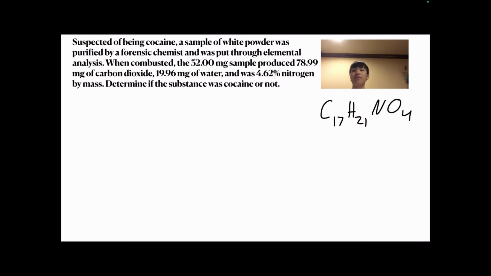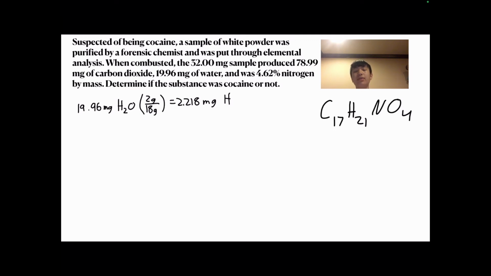carbon dioxide, water, and nitrogen, and we're trying to find out if the substance is actually cocaine or not. And the formula for cocaine is given on the right. So the first thing we need to do is find the mass of hydrogen and carbon in water and carbon dioxide respectively.